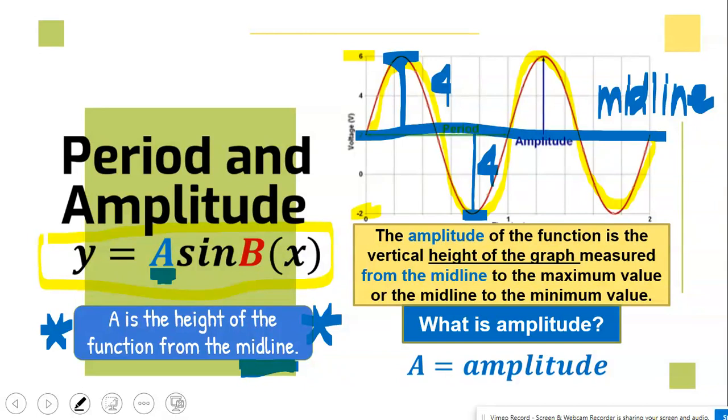So the amplitude, or the A value of the function, is the vertical height of the graph measured from the midline to the max or from the midline to the minimum. So that's what amplitude is. It's not the total distance from max to min. It's from the middle of our graph to the top or from the middle of the graph to the bottom, whatever is easier for you to visualize. For me personally, I like to usually work on the top half, but whatever works best for your brain. The amplitude is going to be represented by this letter A in front here. It just represents the height of the function from the middle of it.